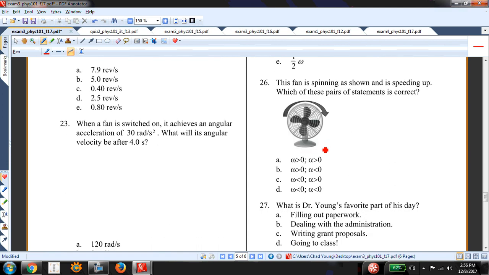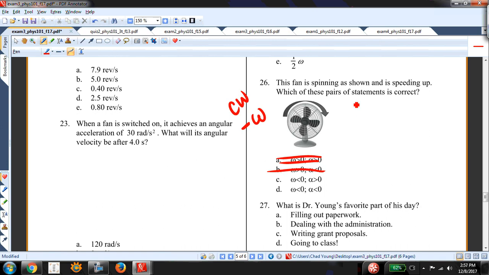Yes. So the fan is spinning as shown, and it's speeding up. First of all, let's recognize that omega is clockwise, and so it's in the negative direction. Remember, clockwise is negative, counterclockwise is positive, and that has to do with our right-hand rule, but we're just taking clockwise as negative. So our omega is in the negative direction. So I can get rid of this and this.